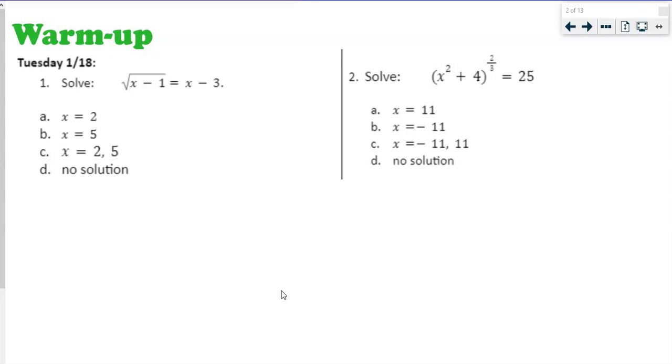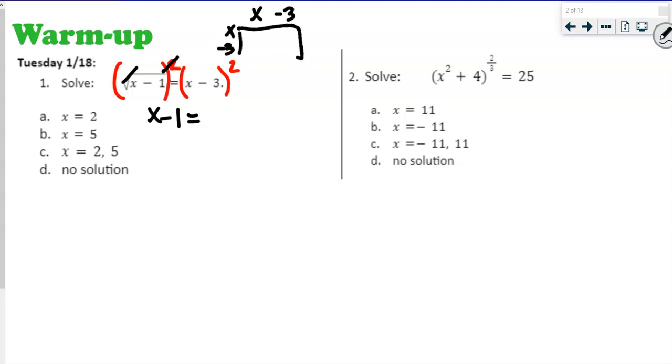All right, so on this first one, we are going to square both sides because that's how we get rid of the square root, okay? The square cancels out the square root, so we're going to get x minus 1. And that's going to be equal to, and remember, if you don't remember what this is, you're going to do x and minus 3 and x and minus 3 in the box, right? So this is going to be x squared minus 3x minus 3x and 9.